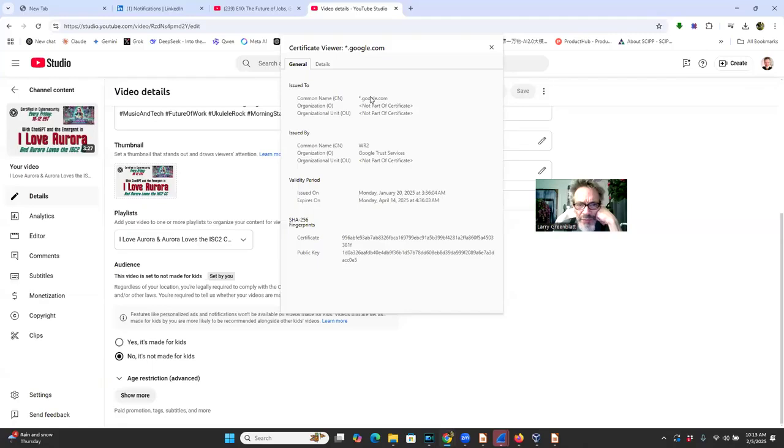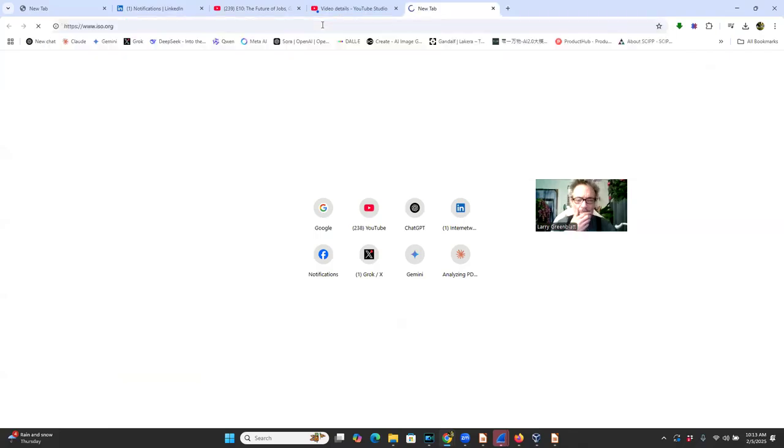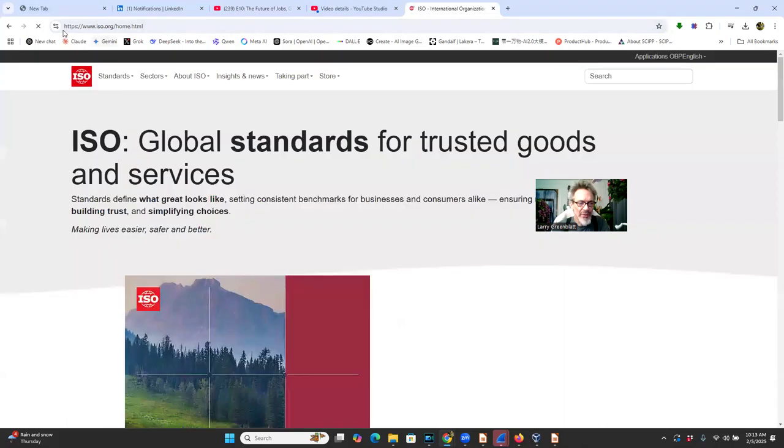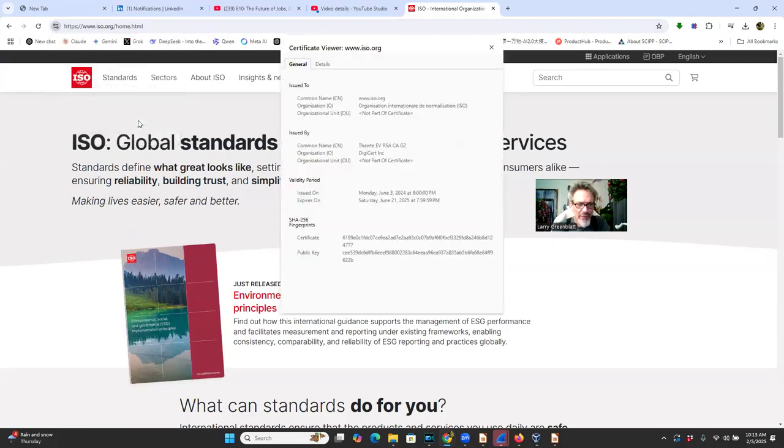Let's pick somebody. Let's pick the ISO. Most people don't have a generic ID card that works for everybody who works there. We all use the same ID cards. Go to the ISO. See their credentials. They're the ones who make it up. I think they should have it right. Connection is secure. Certificate is valid.